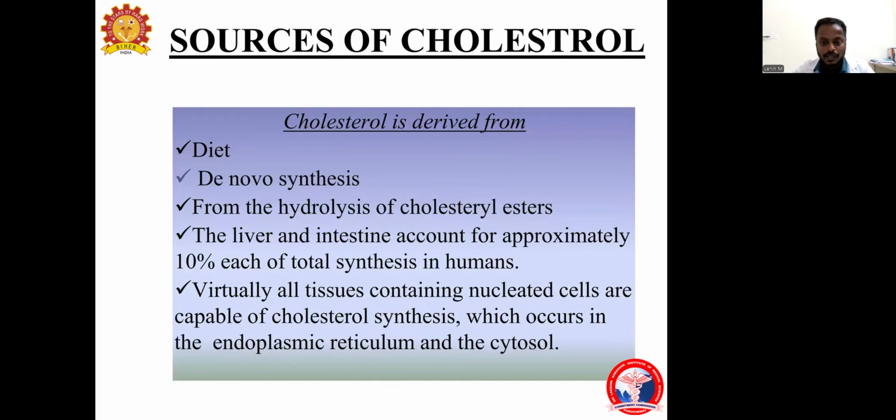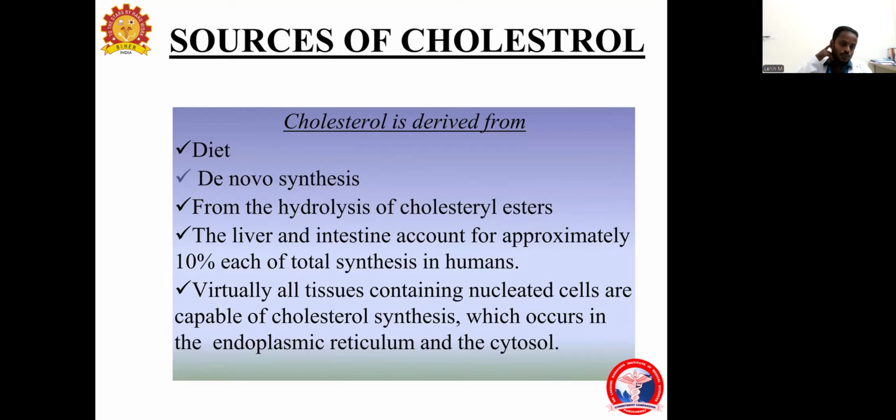Cholesterol is derived from the diet, from de novo synthesis, and from the hydrolysis of cholesterol ester. The liver and the intestine account for approximately 10 percent each of the total synthesis in the human, and all tissues containing nucleated cells are capable of cholesterol synthesis, which occurs in the endoplasmic reticulum and the cytosol.